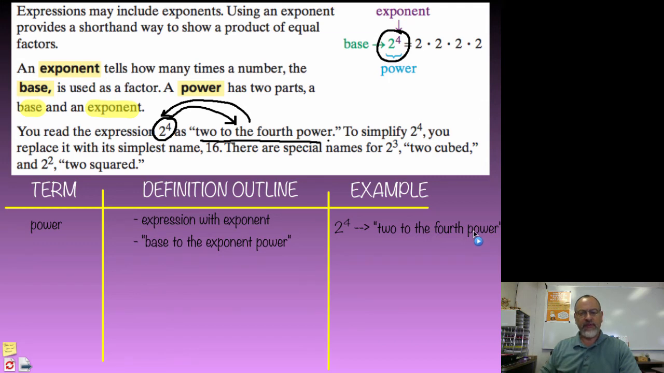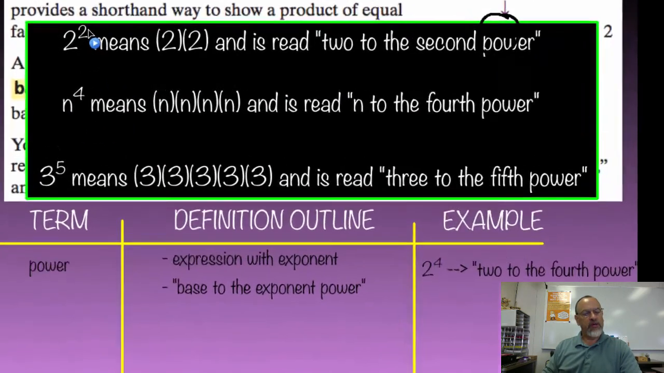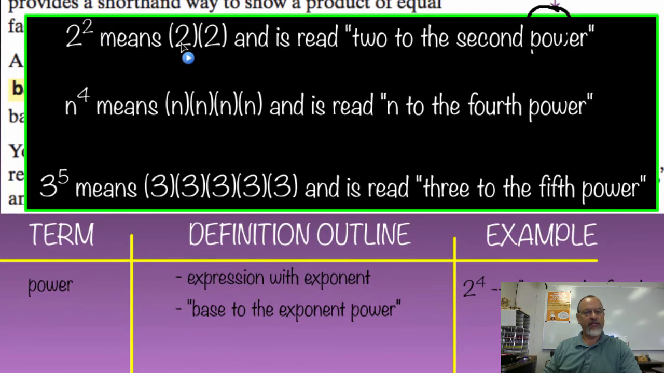So some other examples of this would be something like, let me get rid of this stuff here so we can see this a little bit better. So 2 squared, or 2 to the second power, means I multiply 2 by itself twice. I use 2 as a factor twice. And we read that 2 to the second power, or 2 squared. N to the 4th means multiply n as a factor, use it as a factor 4 times. 1, 2, 3, 4. And we will read that as n to the 4th power.